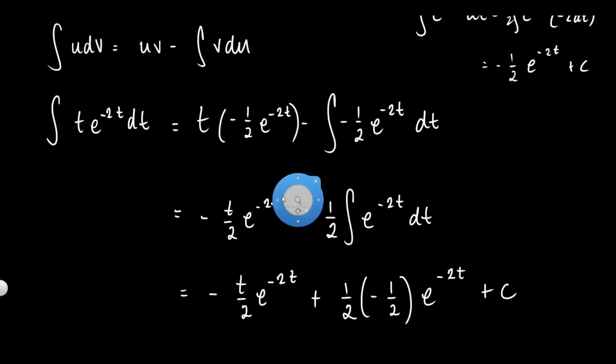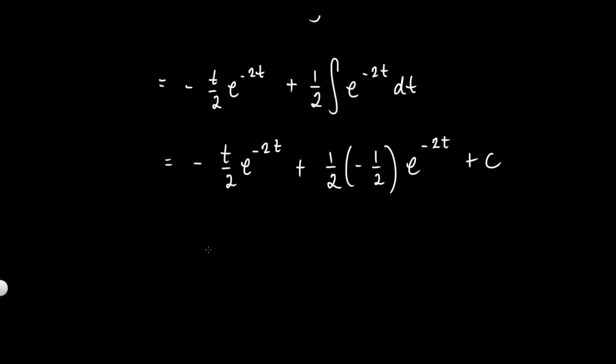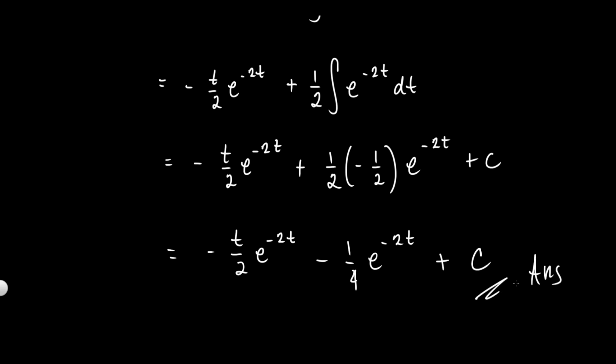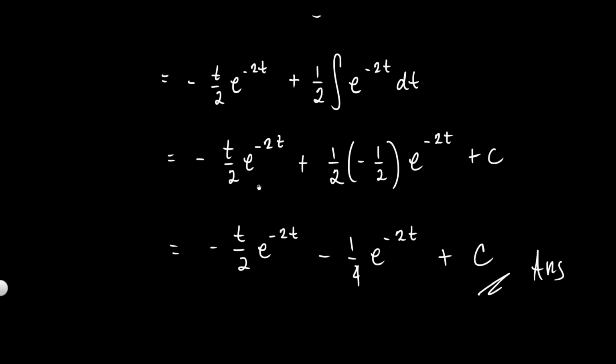Okay, simplify. So, we have minus t over 2, e raised to minus 2t, minus 1 over 4, e raised to minus 2t plus c. Final answer. Okay? Nasundan ba? Yes, madali lang, no? Medyo mahaba lang, pero kayang-kaya. Number 3.